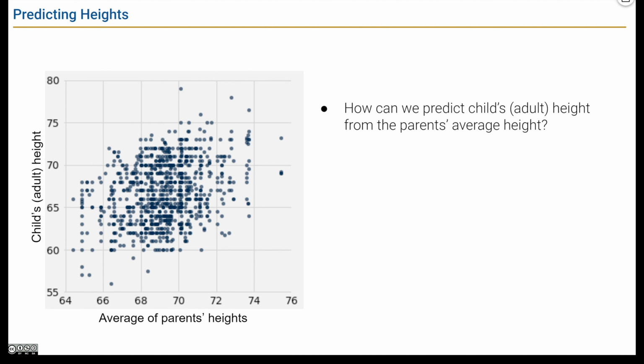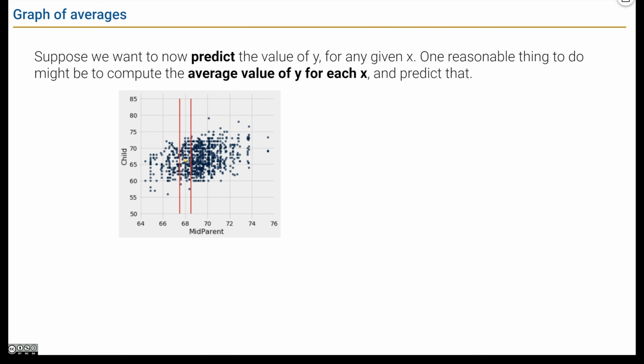So to motivate the model that we will use for this data, we're actually going to do what's called a graph of averages. This is not the only way to get to a model. I just like to use it when I'm introducing models in this class because visually I think it gives some justification for the type of mathematical model we're going to derive. So imagine you wanted to take this data and come up with a prediction, to predict the value of y for any given x.